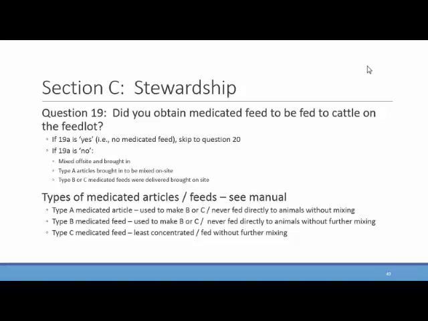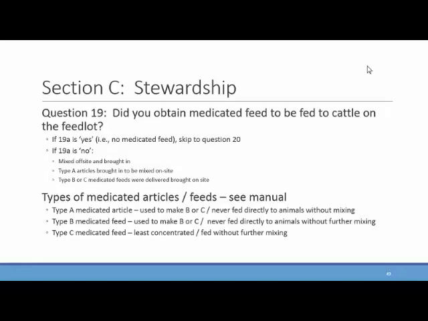Okay, so hearing none, we'll move on to question 19, and this is about antibiotic use practices, how they obtained medicated feed to be fed on the feedlot. And so 19A, specifically, if you look at this, it says that no medicated feed was fed to cattle on the feedlot. That's a yes, no, or don't know. But if 19A is yes, then they have said no medicated feed, and you can skip to question 20. If 19A is no, then you want to continue and look at 19B, C, and D. And these are referencing type A medicated articles and type B or C medicated feeds.